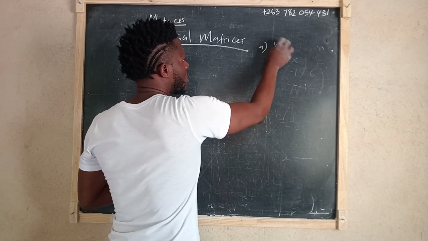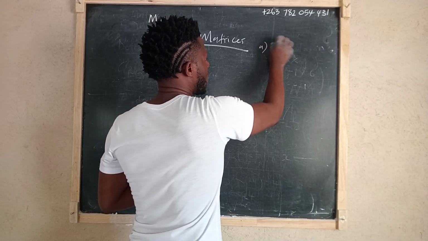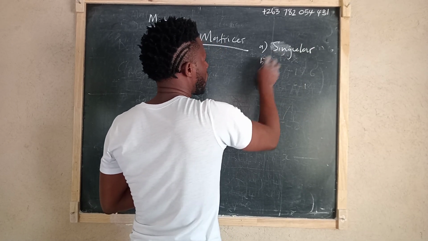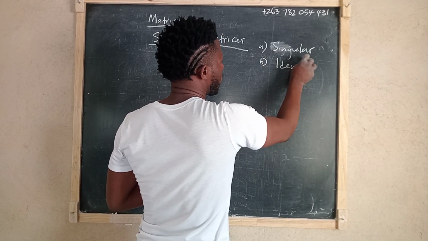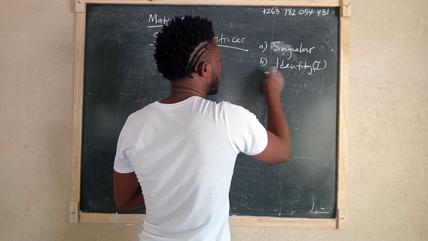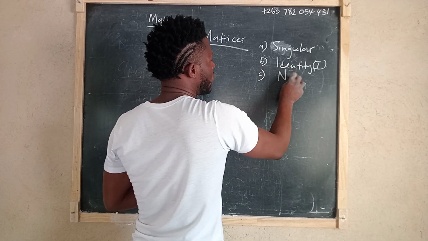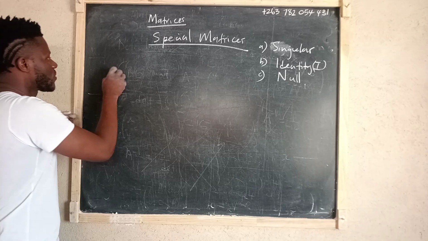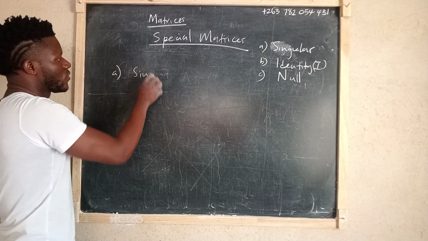Number 1, singular matrix. Number 2, identity matrix. Number 3, null matrix. These are the 3 types of matrices. Let's quickly go through the first one, singular matrix.